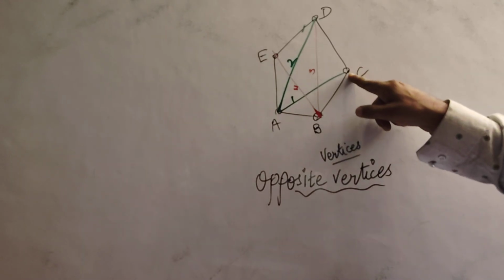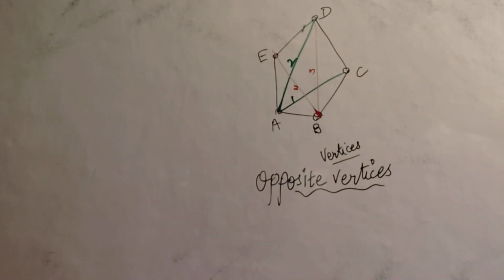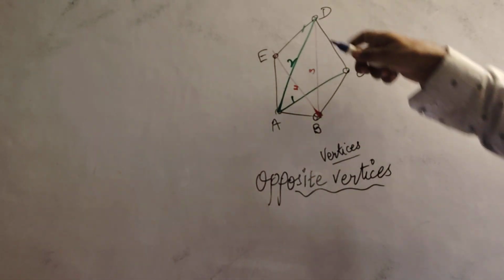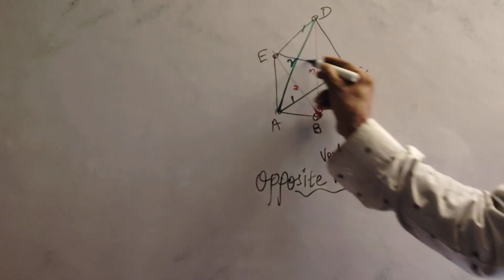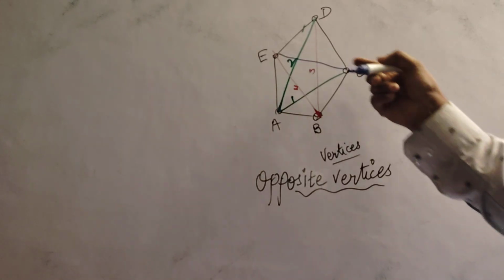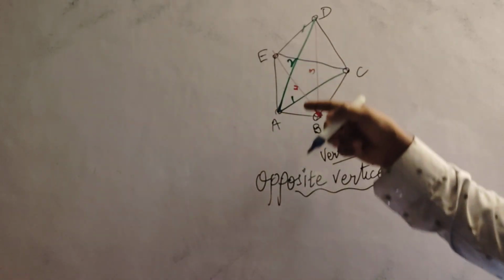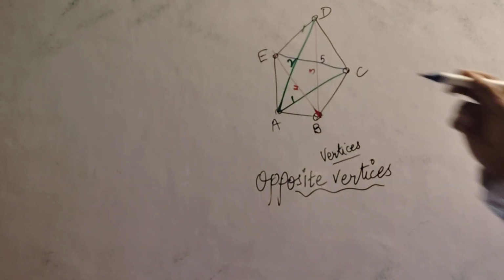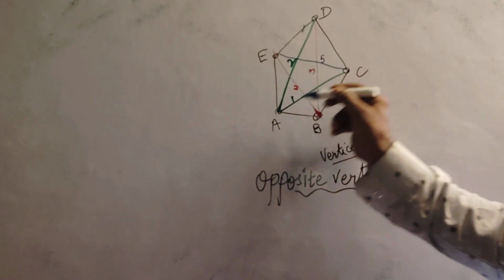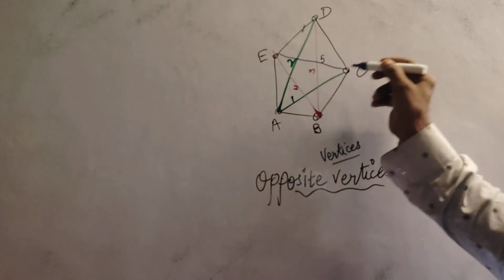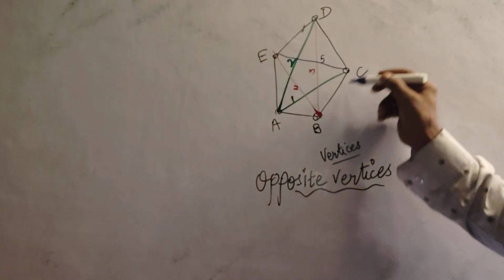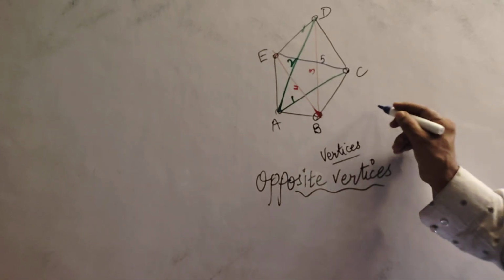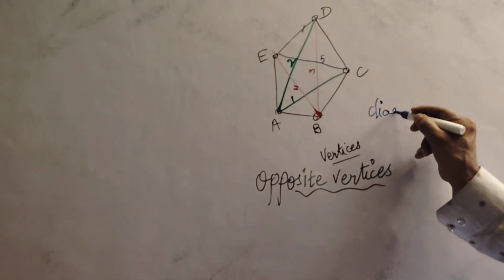Now come to point C. Start from point C. CD is adjacent. Now CE, is it opposite or adjacent? It is not adjacent, it is opposite. So this is diagonal number 5. CA we have already done, since AC is the same thing, and CB or BC is adjacent. So there are 5 diagonals. The number of diagonals in a pentagon is 5.